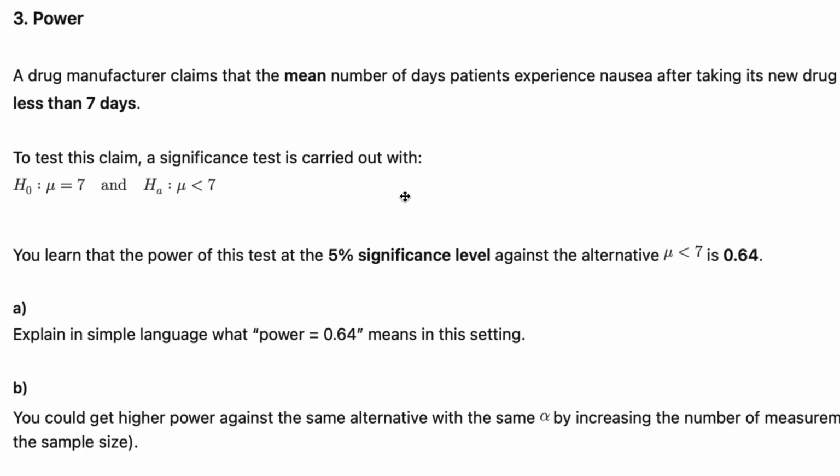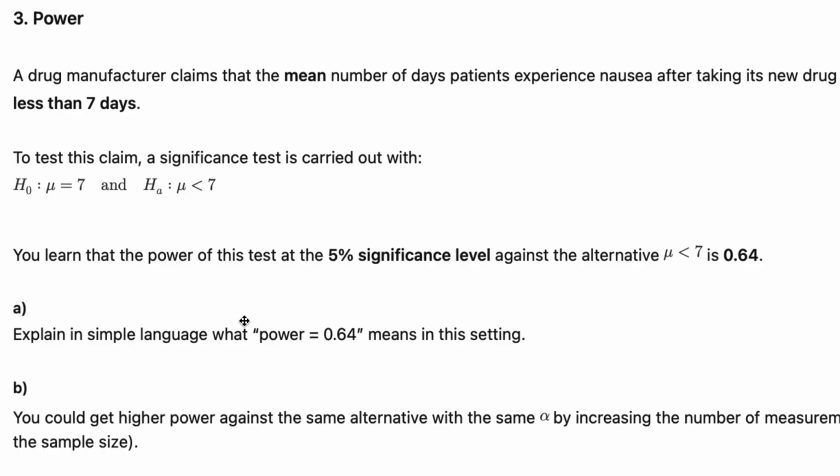Well, we should first know the definition: power is 1 minus the probability of type 2 error. Another definition for power is the probability that we successfully reject a false null hypothesis. So how do we put that into the context?